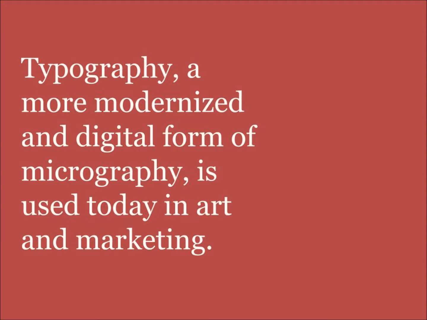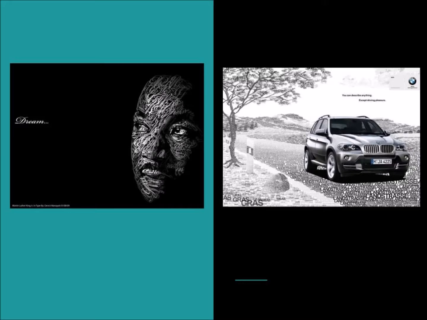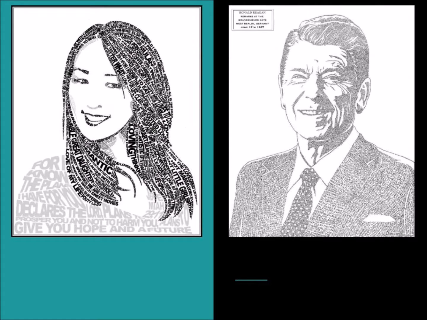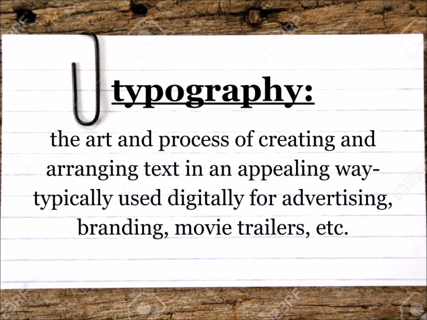On the other hand, typography, which is a more modernized and digital form of micrography, is used today a lot in art and in marketing. You'll see it used for movie posters and things like that. Typography is the art and process of creating and arranging text in an appealing way. Like I said, it's usually used for advertising, branding, movie posters, anything digital with font that you'll see. That is all included within the typography form.